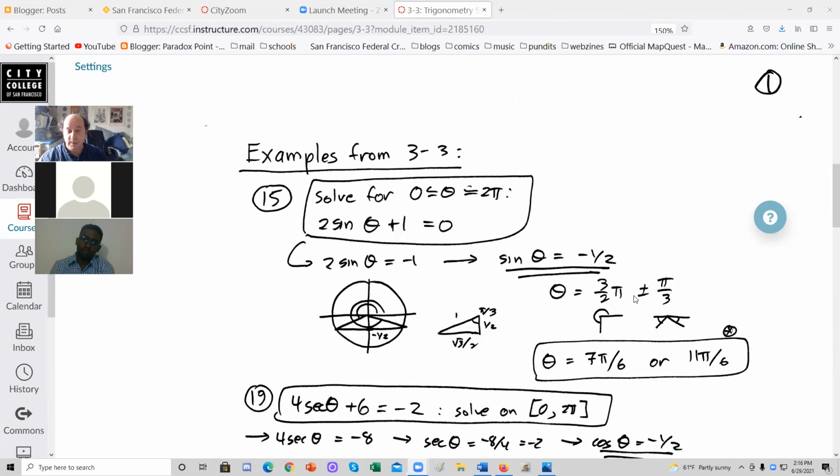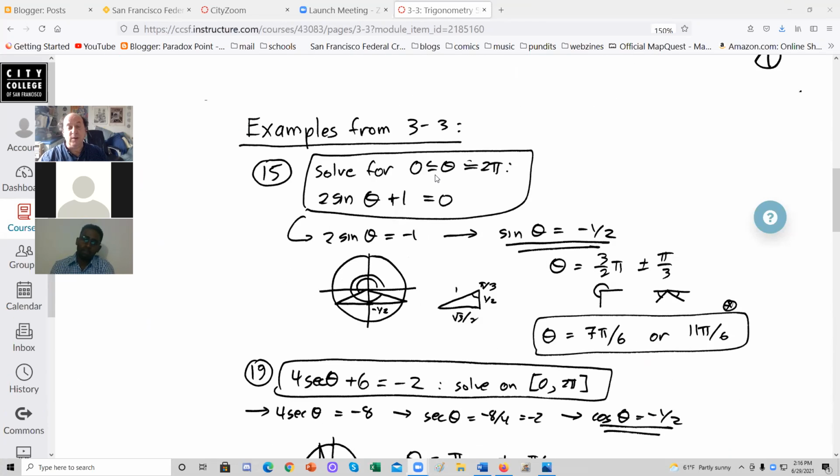So for example, solve for x between 0 and 2 pi, so on the unit circle: 2 sine x plus 1 equals 0. Okay, first solve 2 sine x equals -1, so sine x equals -1/2. Now, here we'll use a drawing of the unit circle to help us solve this problem. Sine is how far up and down you are.